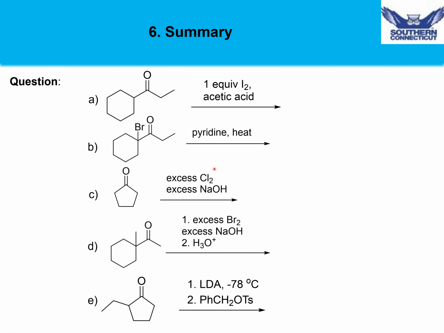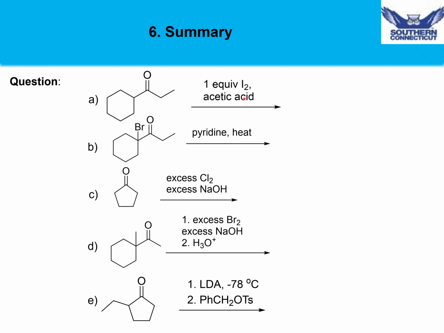Let's review some of the reactions from this chapter. In the first reaction, a ketone is treated with acetic acid and one equivalent of iodine. In the second reaction, an alpha bromo ketone is treated with pyridine, which is a base, and heated.